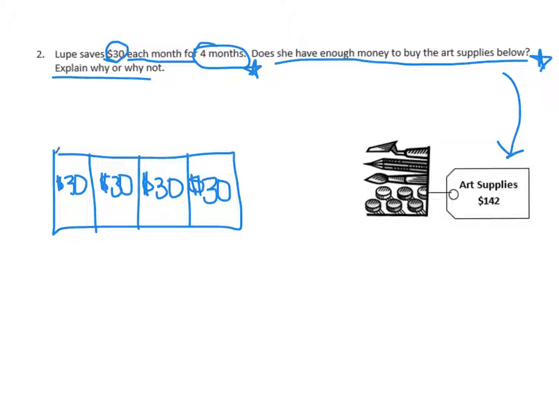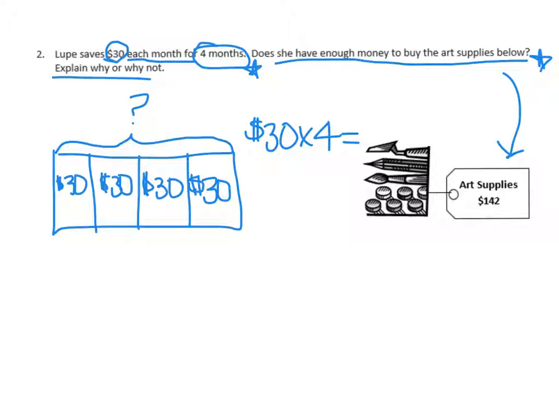They want to know if she has enough money. Well, I'm not really sure what the total amount of money she has is. What math operation would I use to solve this problem? I'm going to take $30 and I'm going to multiply it 4 times.